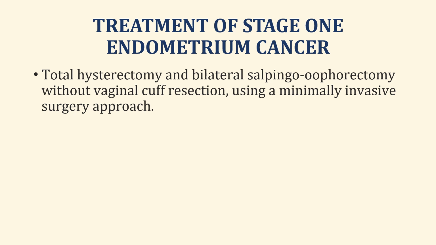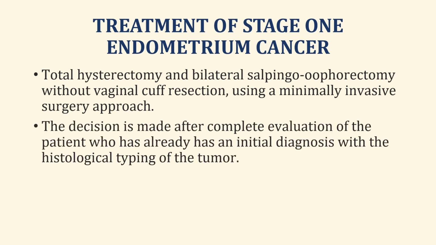So in stage 1, the treatment is usually total abdominal hysterectomy and bilateral salpingo-oophorectomy without vaginal cuff resection, using either a minimally invasive surgical approach or using a laparotomy approach. The decision is made after complete evaluation of the patient who has already had an initial diagnosis with histological typing of the tumor, as well as all the investigations to identify if there is any spread of the disease either locally or outside the pelvis.